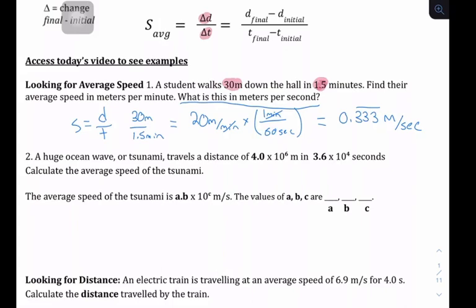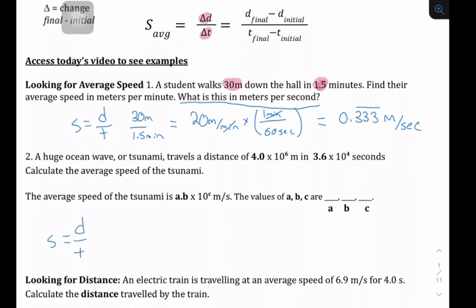A second example has us bring in our use of scientific notation. So a huge ocean wave or tsunami travels a distance of 4 times 10 to the power of 6 meters in 3.6 times 10 to the power of 4 seconds. Calculate the average speed of the tsunami. So to do this, we need to convert to standard notation. Our formula is going to remain the same. Speed equals distance divided by time.